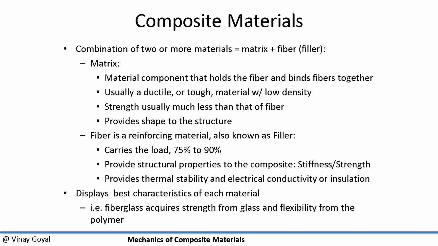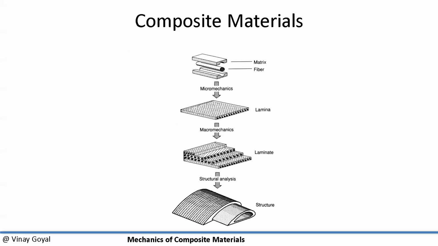shape to the structure. And so when you look at concrete, concrete is a great example. Concrete is actually a very low strength material, but when you reinforce it, it provides quite a bit of strength. And the mixture in the concrete is really providing the filler to keep everything together. So the matrix and the fiber both provide the best characteristics of each material. The fiberglass, for example, acquires strength from the glass, and the flexibility comes from the polymer material. So I hope those ideas are clear. And we went through this already.